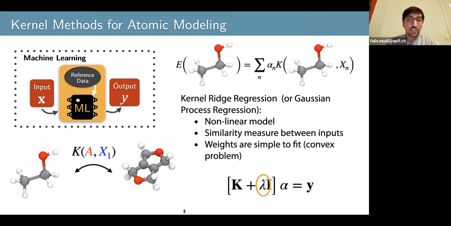So that's, let's say, kernel ridge regression 101. And maybe you have heard of Gaussian process regression. This is another type of method, but unless we talk about predicting the uncertainty associated with the prediction, the two methods are really functionally exactly the same.